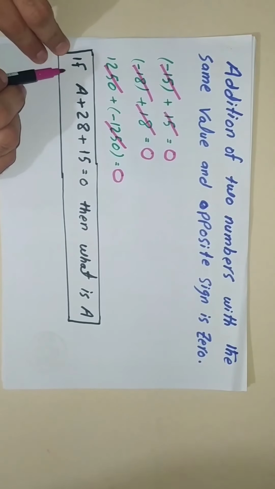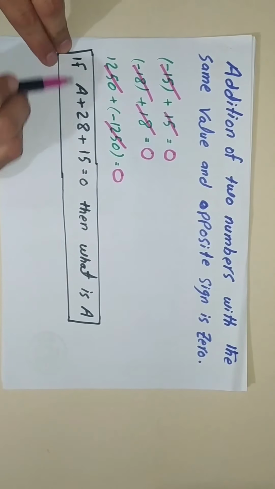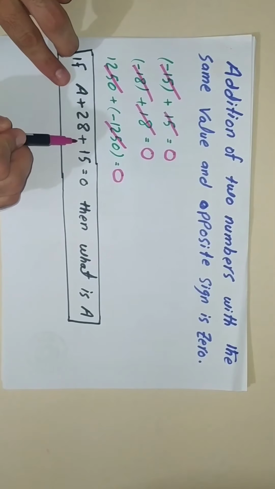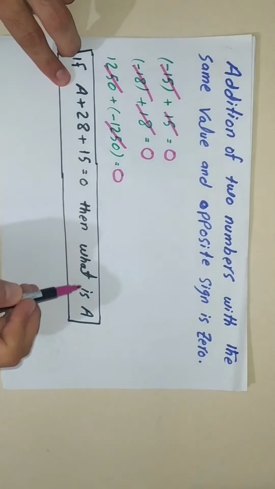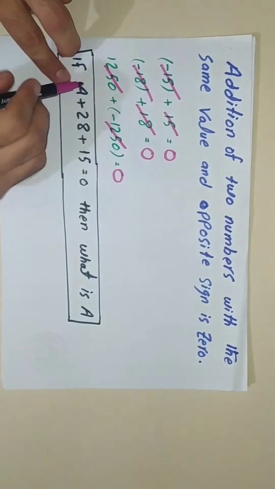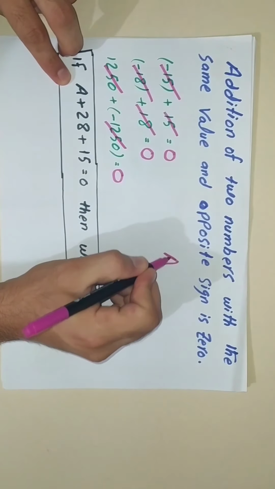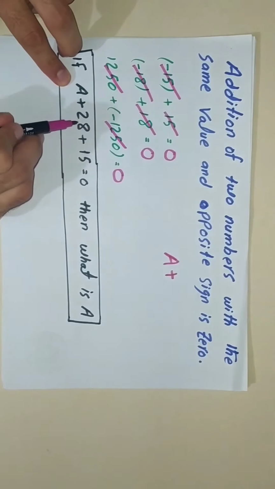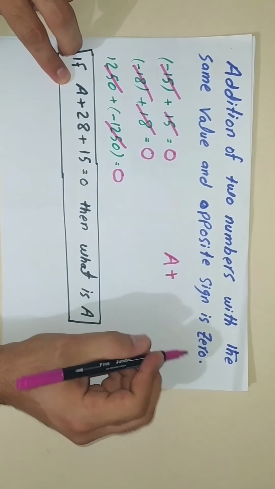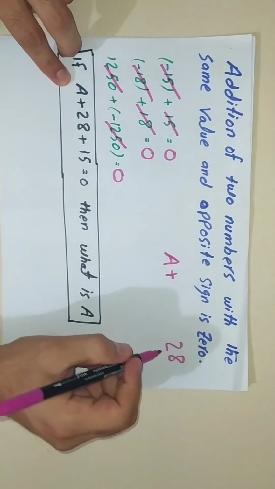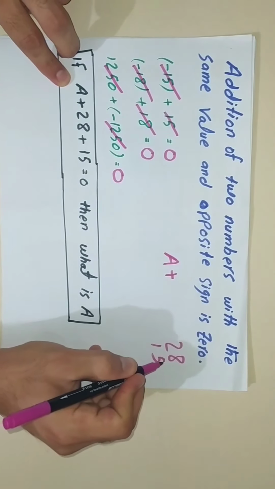Now here is a question: if a plus 28 plus 15 is equal to 0, then what is the value of a? I will write it here: a plus 28 plus 15. We can add them here. It is 58.